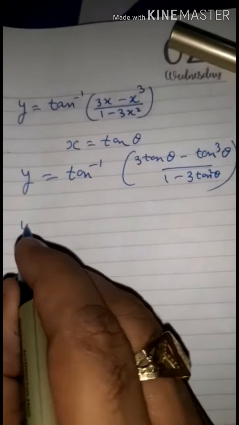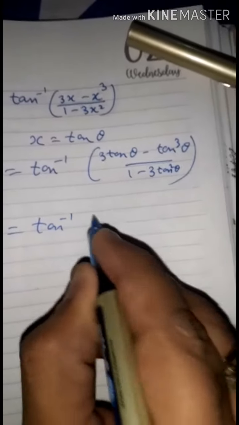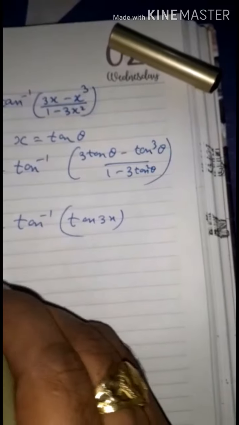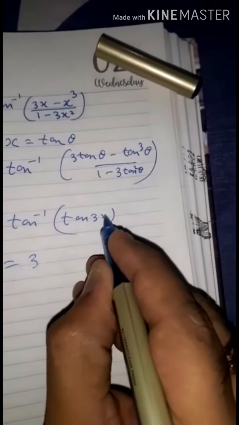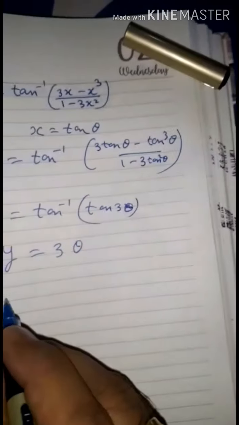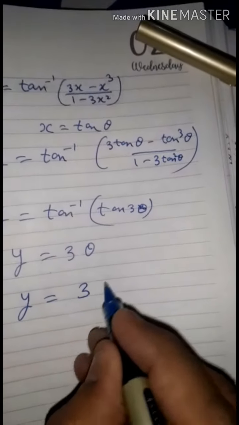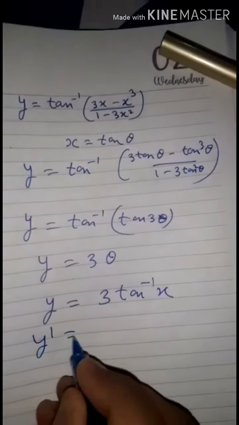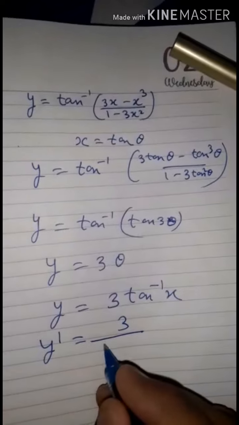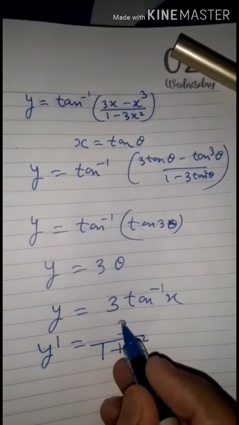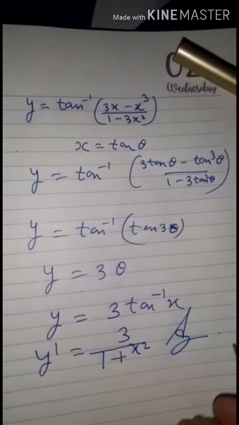Already I told you. Now by tan 3x, by putting, y is equal to tan inverse tan 3 theta. Now tan inverse cancels, we are left with only 3 theta. Now put the value of theta. What we are having, y is equal to 3 tan inverse x. Now y dash is equal to 3 times the derivative of tan inverse x, which is 1 upon 1 plus x square. Here we will get 3 upon 1 plus x square.